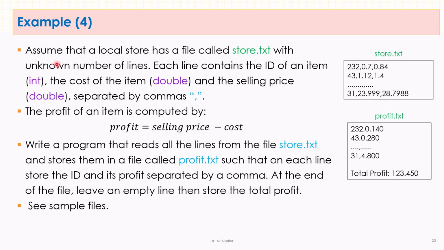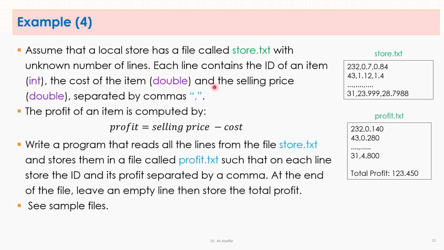It says, assume that a local store has a file called store.txt with unknown number of lines. When it says unknown number of lines, that means we are going to read from the file line by line until we reach the end of the file. And we have already implemented the previous examples that way. So we keep reading the lines until we reach the end of the file.